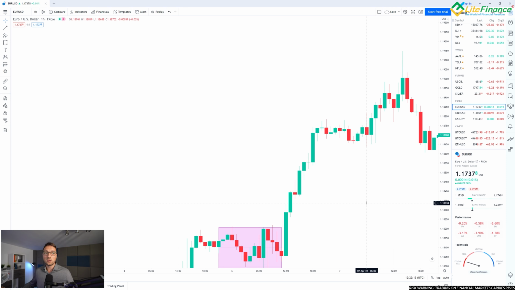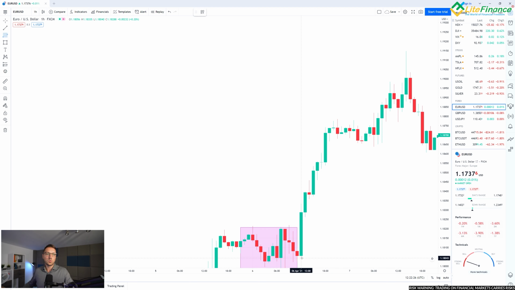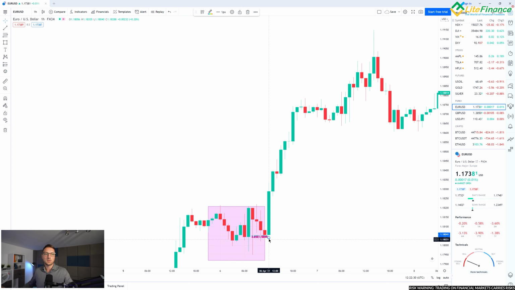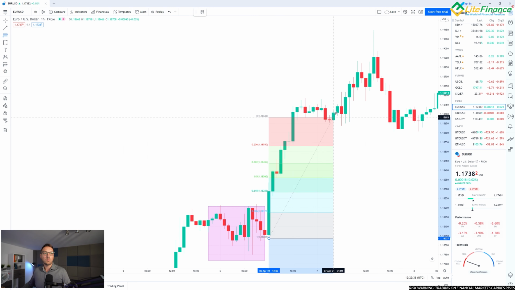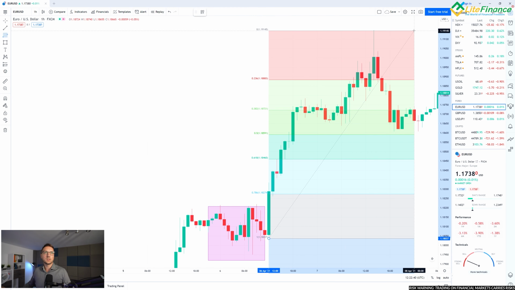So what is the better tool than the Fibonacci retracement tool? Sorry, I need to find that. Fibonacci retracement. And what we are measuring is the whole move, the whole wave. So from here, sorry guys, let's delete that and do it again. So we are measuring this whole move to the notch.